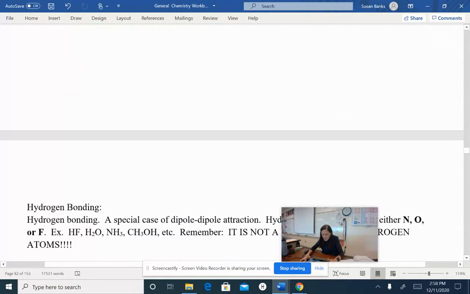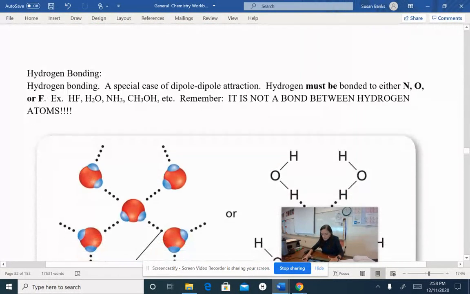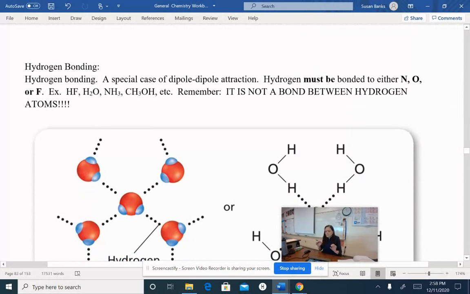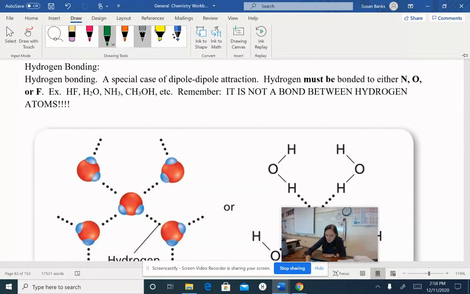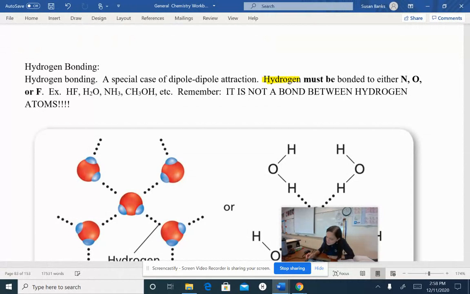All right. And last but not least, we have hydrogen bonding, which is a very special type of dipole-dipole thing. Okay? It's a very special case. Now, the thing about hydrogen bonding, it doesn't mean that you just have hydrogen in the molecule. No. Hydrogen has to be bonded to a nitrogen, an oxygen, or a fluorine.